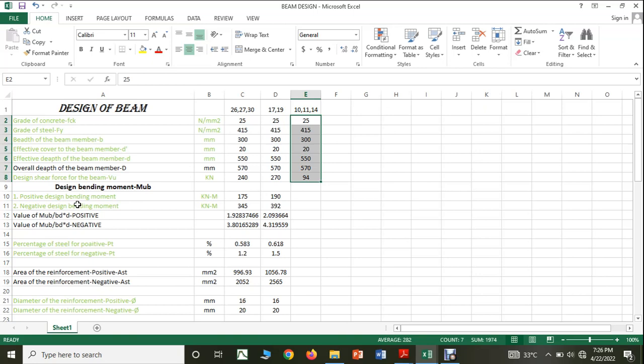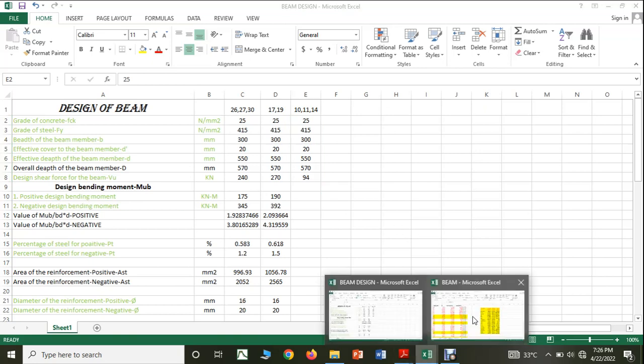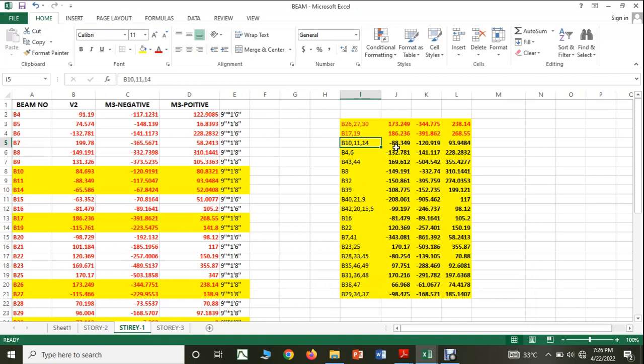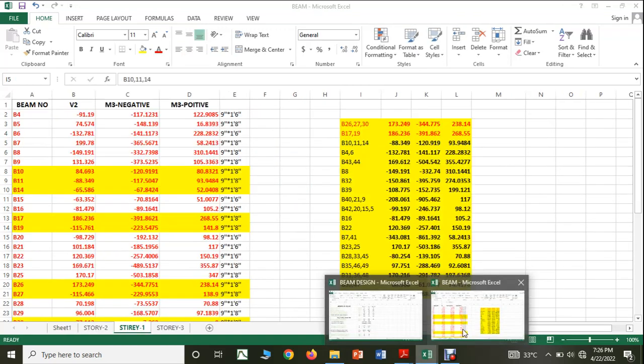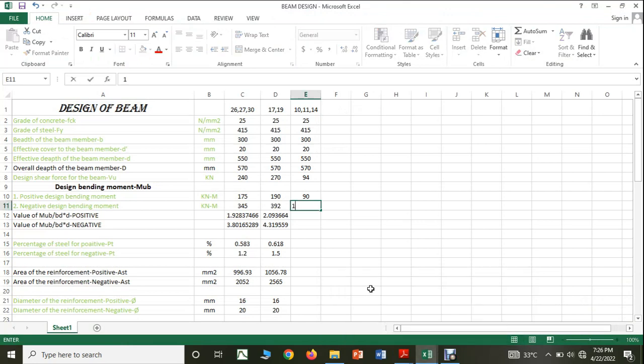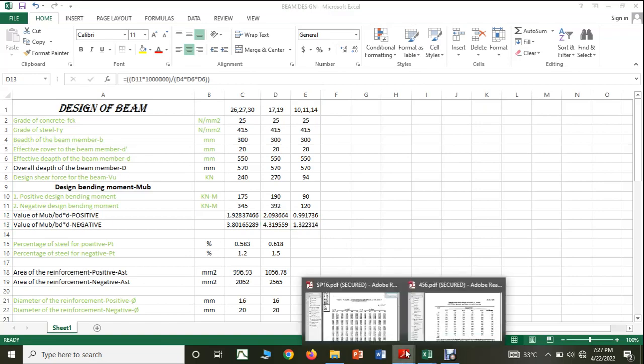When it comes to the positive bending moment and the negative bending moment value, you are going to get the positive bending moment as 88, I can make it as 90, and the negative bending moment value as 120, right? So let us find out the corresponding Mu by bd square values of both.